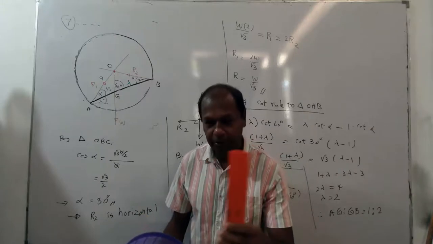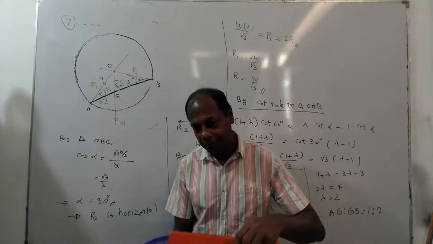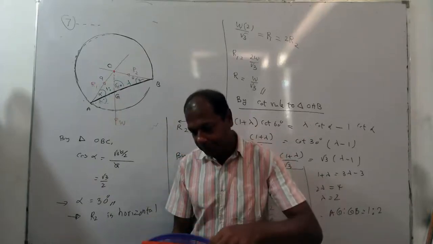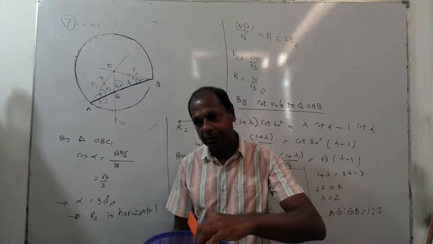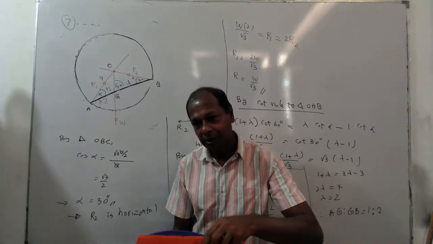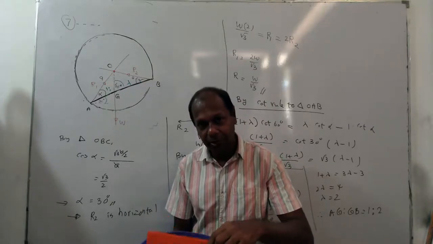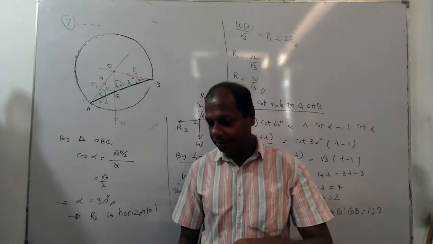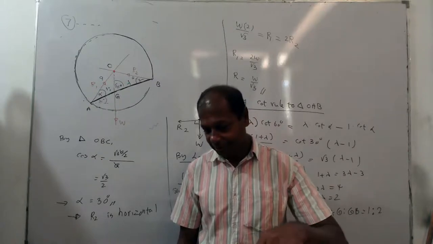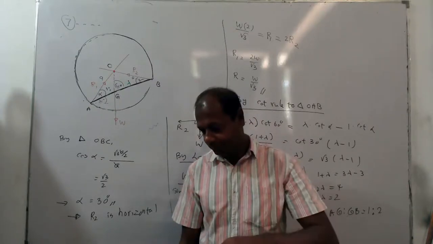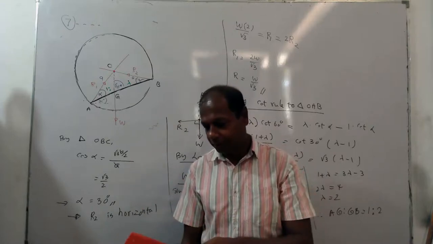Right, so this is a vertical plane passing through the center. You can find an infinite number of vertical planes passing through the center, right? But there are planes which don't pass through the center.